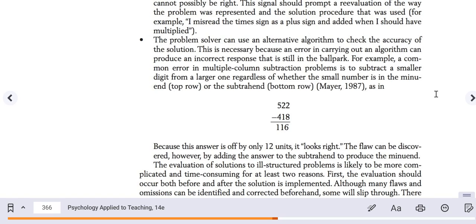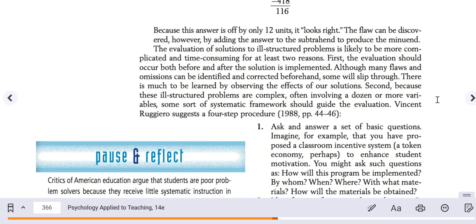The evaluation of solutions to ill-structured problems is still likely to be more complicated and time-consuming for at least 2 reasons. First, the evaluation should occur both before and after the solution is implemented. Although many flaws and omissions can be identified and corrected beforehand, some will slip through. There is much to be learned by observing the effects of our solutions. Second, because these ill-structured problems are complex, often involving a dozen or more variables, some sort of systematic framework should guide the evaluation. Vincent Ruggiero suggests a 4-step procedure.